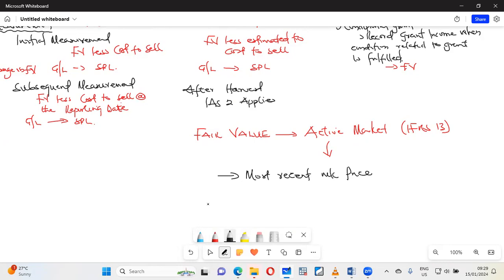So we said that sometimes it contains some assumptions. So you have to assume certain things. But if you don't have the real fair value, it means that you can use the most recent market price. And also, you can use the market price for similar assets. I think you should know what that means if you have watched the video on IFRS 13. That is level 2 fair value, the market price of a similar asset.